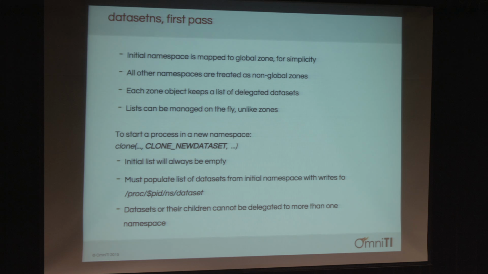So the namespace interface in Linux, the most common way to create a new namespace is to use the clone system call, which is a little like vfork, but has grown a huge set of flags to do all sorts of things to a new process, including spawn a new namespace for it. So we start with an empty list for the global zone.